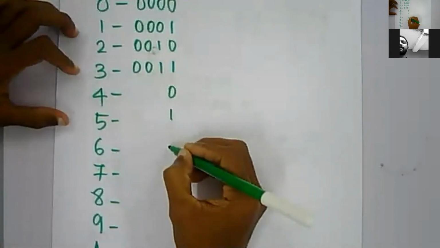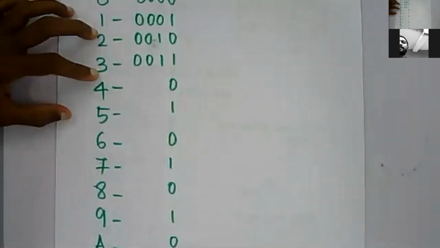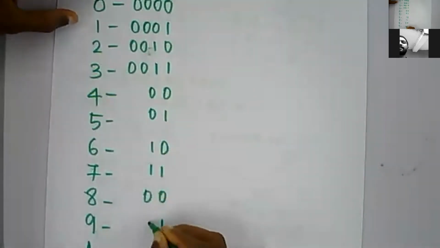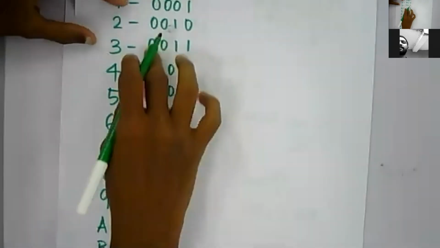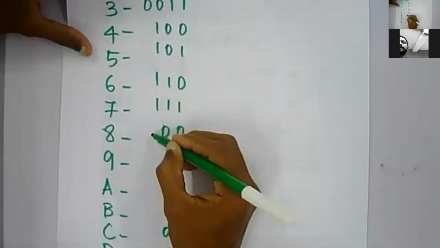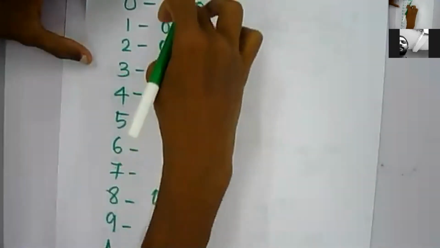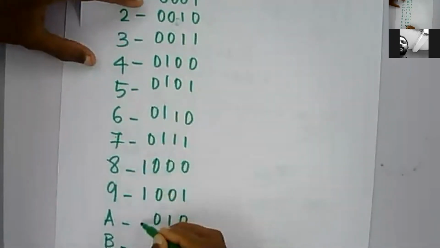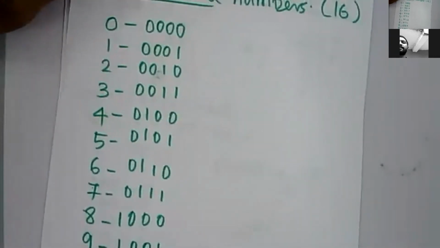Similarly, the next pattern is 0, 1, 0, 1 alternating, and 0, 0, 1, 1, 0, 0, 1, 1 repeating. Again, at the front I need 4 zeros and 4 ones: 0000 1111, and again 0000 1111. Here, 8 zeros and 8 ones. Look at this one. All are filled. The complete table is filled.